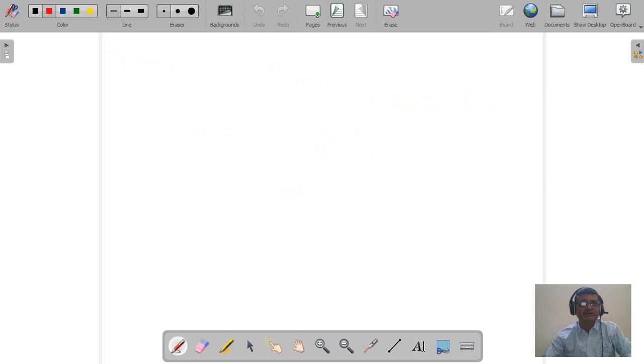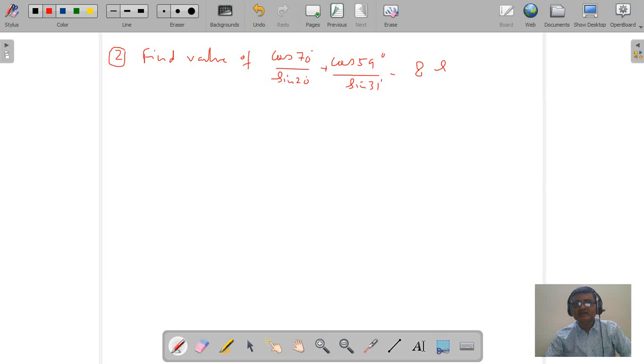Now moving to the next question: find the value of cos 70 degree upon sin 20 degree plus cos 59 degree upon sin 31 degree minus 8 sin square 30 degree. Then how to solve it?